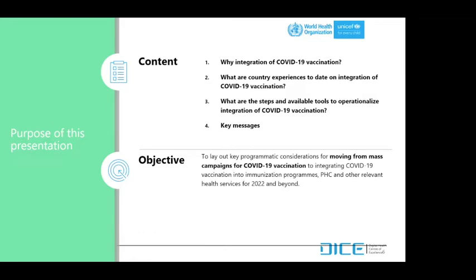Basically, the objective of the guideline is to lay out key programmatic considerations for moving from the current mass campaigns for COVID-19 vaccine, which is happening, to more of streamlining and integrating COVID-19 vaccination into immunization programs, both routine and supplemental, then PHC, and also other relevant health services. As you know, a lot of the risk groups are beyond the scope of the EPI target population. Next slide, please.